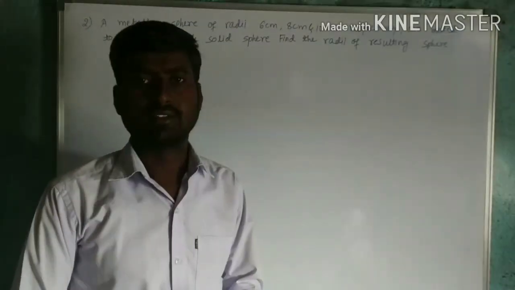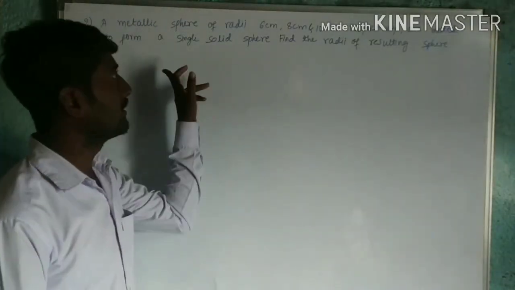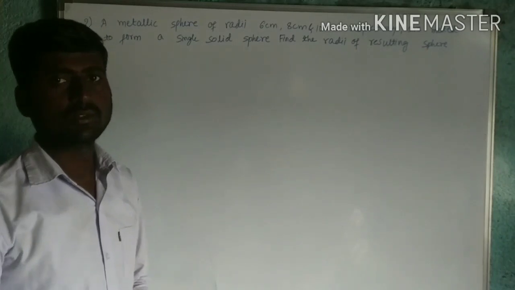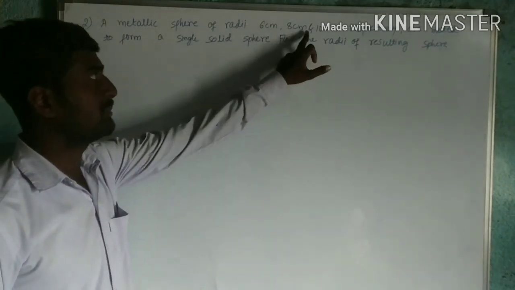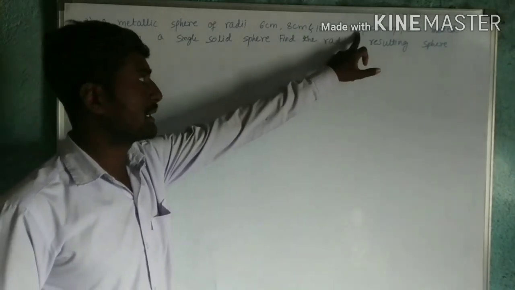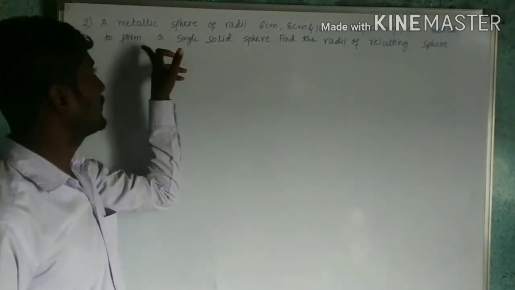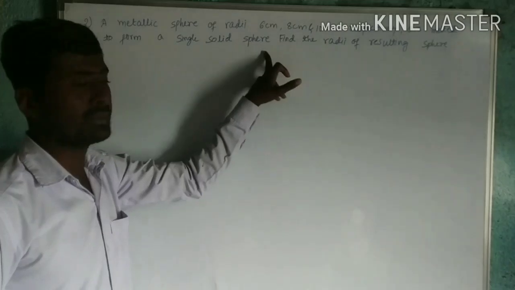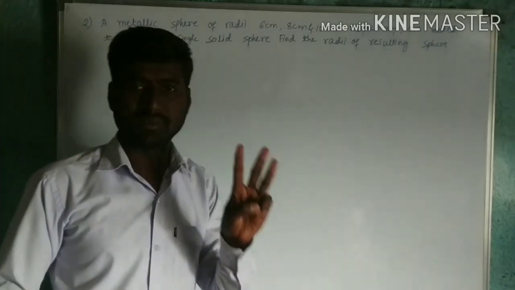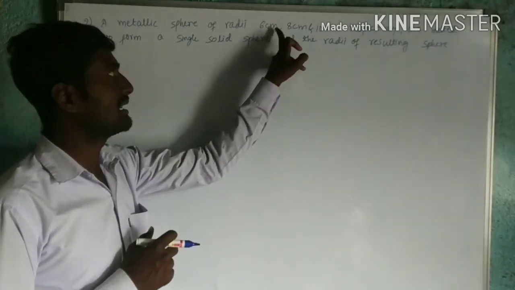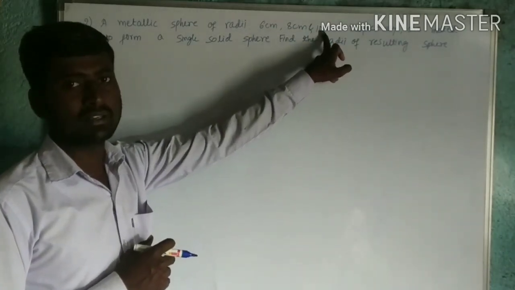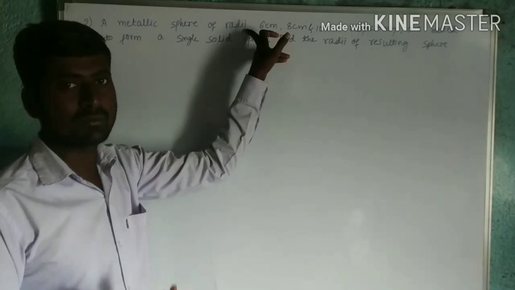Hi dear students, now we shall discuss the second question in the third exercise. The question is, metallic spheres of radii 6 cm, 8 cm and 10 cm respectively are melted to form a single solid sphere. There are three spheres, so radii of three spheres are given: 6 cm, 8 cm and 10 cm. Radii is the plural form of radius.